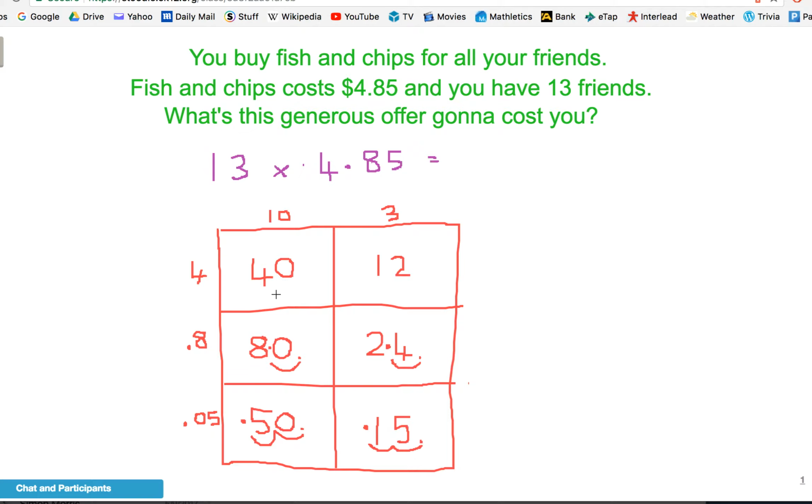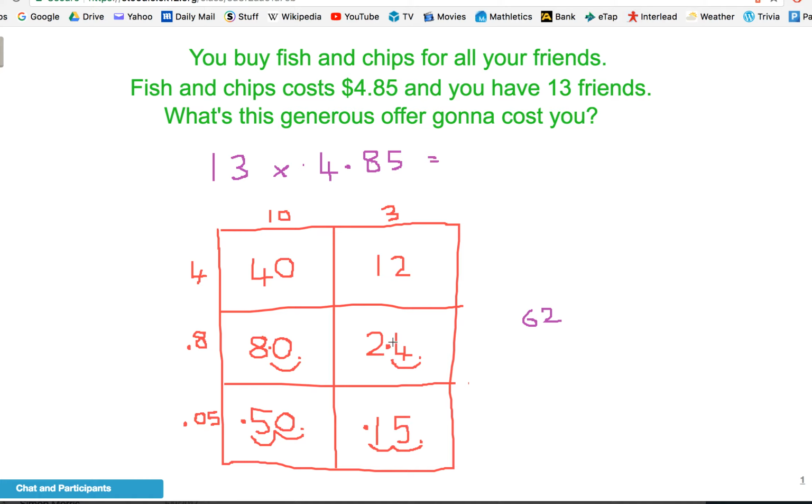Adding it up, again, I would suggest adding it in stages. Personally, I add the whole numbers first. So we've got 40, 50, 52. Another 8 takes it up to 60. And another 2 takes it up to 62. So if you're adding up the whole numbers, you've got 62.